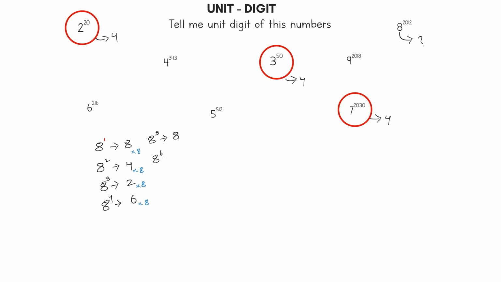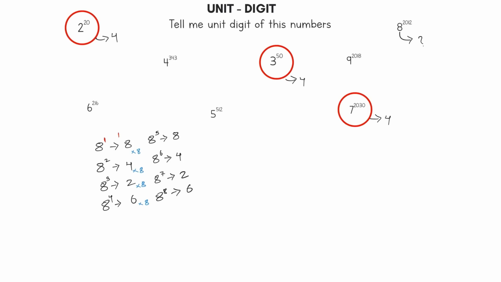8 raised to 6, it will again be 4. 8 raised to 7, it will again be 2. And 8 raised to 8, it will be 6, and that's where I get a pattern. So just like your 2, 3 and 7, even 8 has a cyclicity of 4, which means after every 4 power, the unit digit gets repeated.